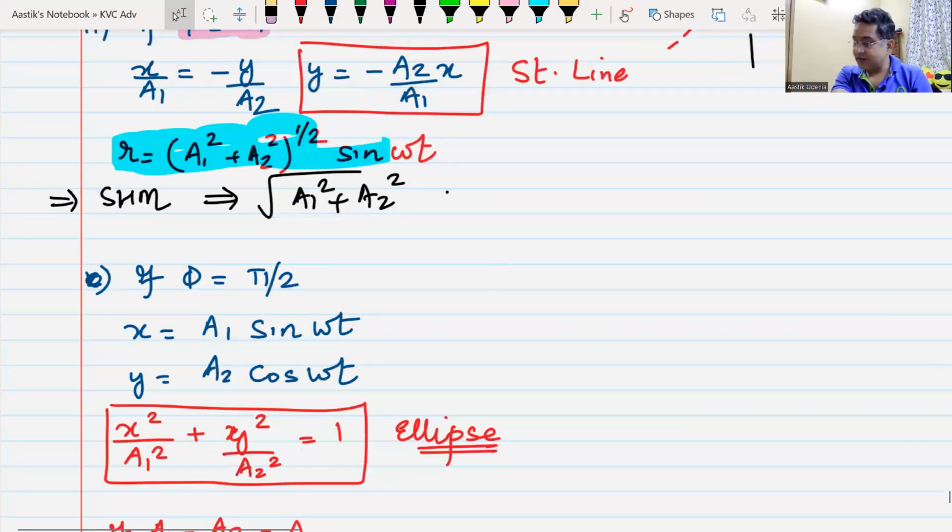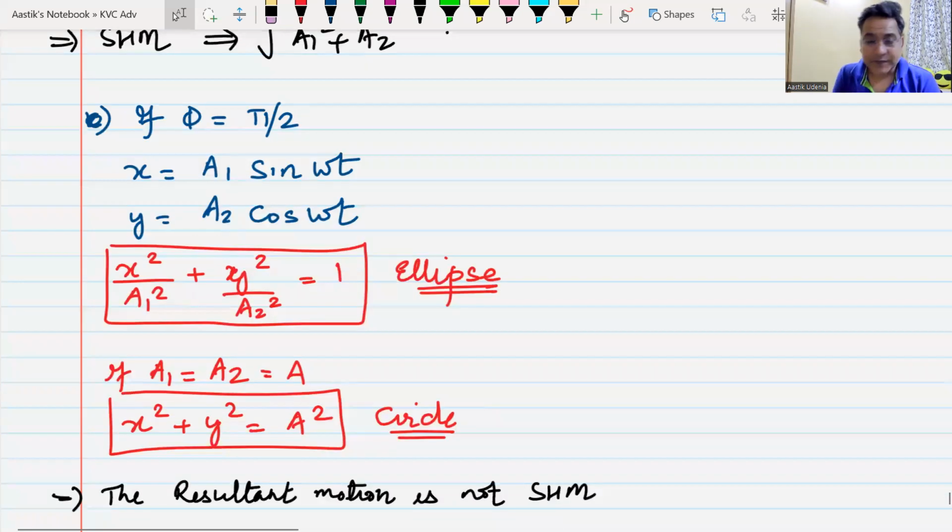Then we have seen that if they are in perpendicular directions with a phase difference of 90 degrees, then it becomes the equation of either an ellipse or a circle. The resultant motion is not SHM. These questions are going to come only in JEE Advanced, not in JEE Mains. So keep in mind that fact.